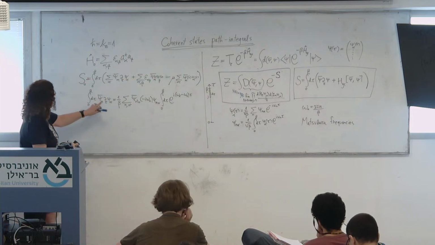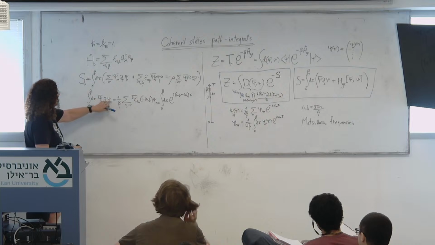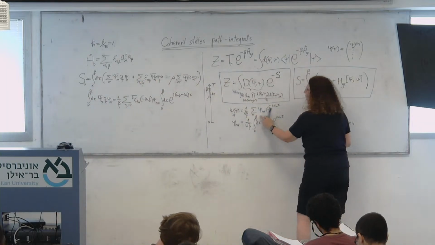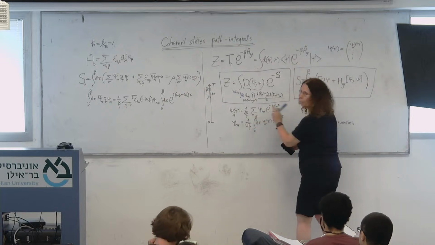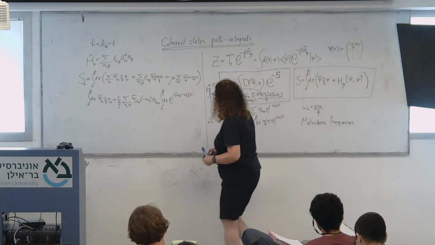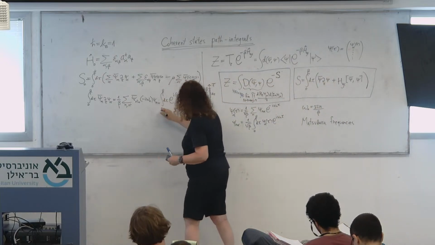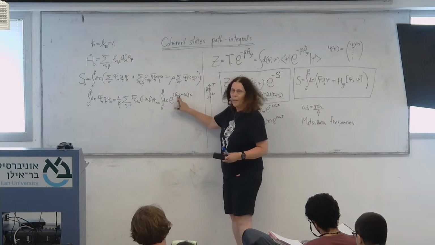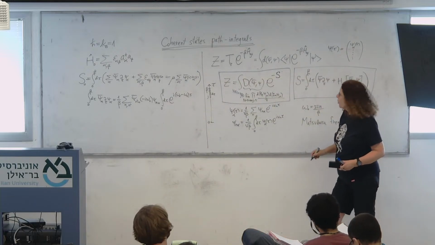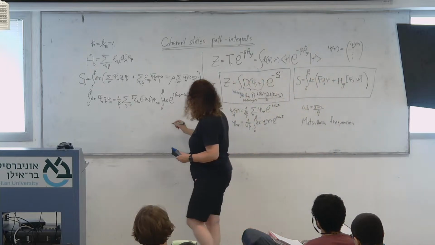I just plugged in the expansion for each of these, and then I have a double sum over n and n prime. Right? This is what I did. But we know what this is. And remember, the omega n's are just multiples of the basic periods. So it is exactly a delta.